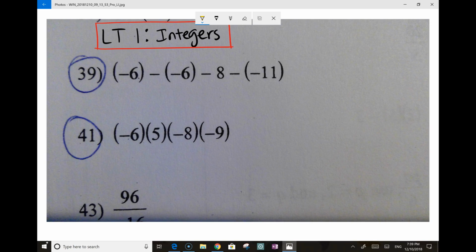Oh, I should also mention to viewers who may not be familiar with the acronym LT. LT stands for Learning Target, and in this video we are going to cover a total of 4 learning targets, the first one being operations with integers.